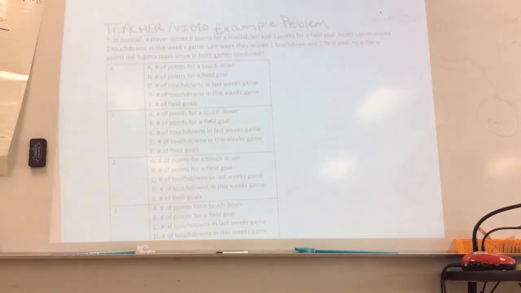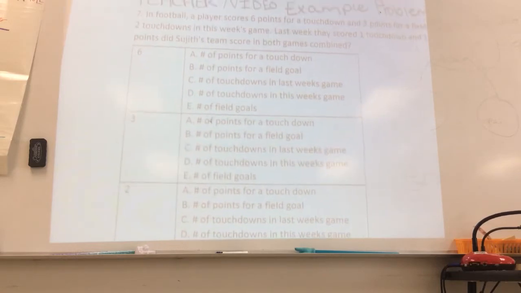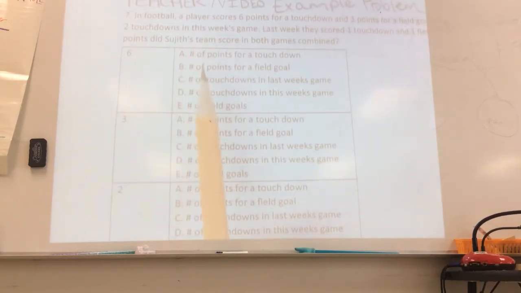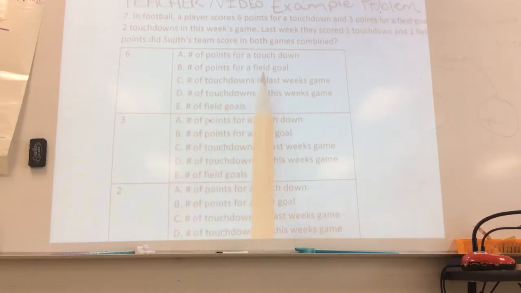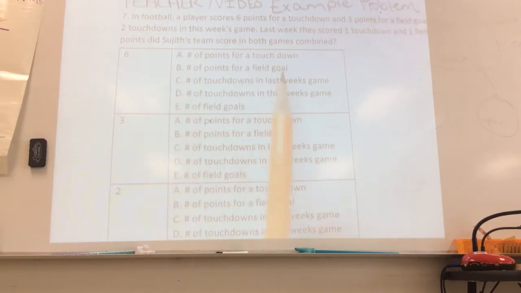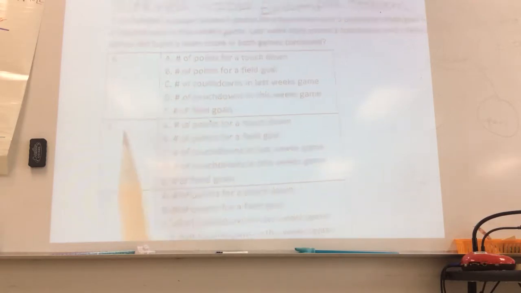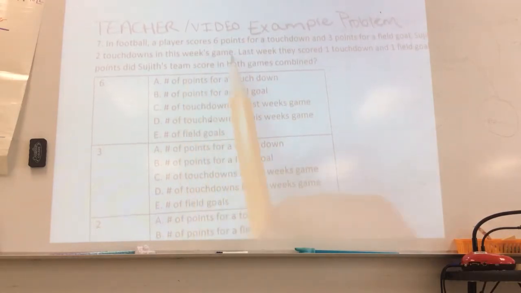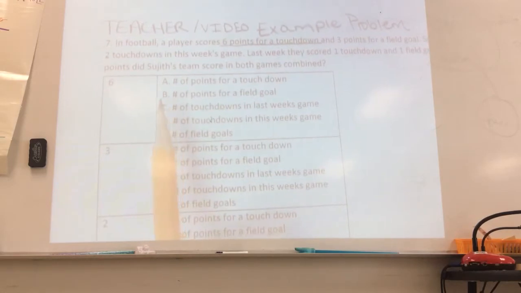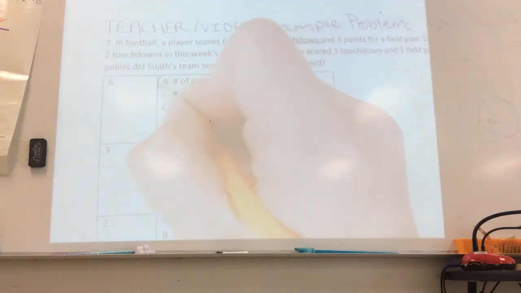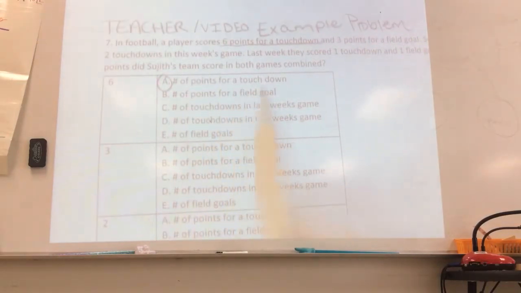So before I jump into this, I want to look at each of these numbers and figure out what they represent. So the number 6, is that the number of points for a touchdown, the number of points for a field goal, how many touchdowns they made last week, how many touchdowns they made this week, or is that the number of field goals? All I have to do is go back in my problem. It says a player scores 6 points for a touchdown. So by the number 6, I'm going to find which answer choice matches that information. The 6 represents the number of points for a touchdown, so I would circle A. A says number of points for a touchdown.